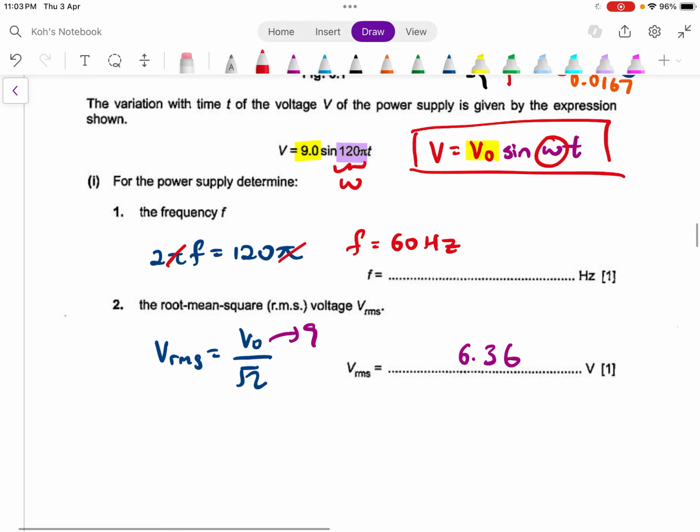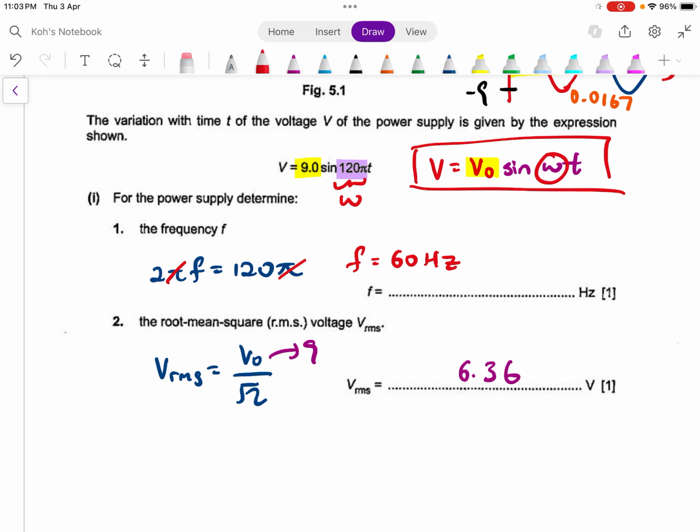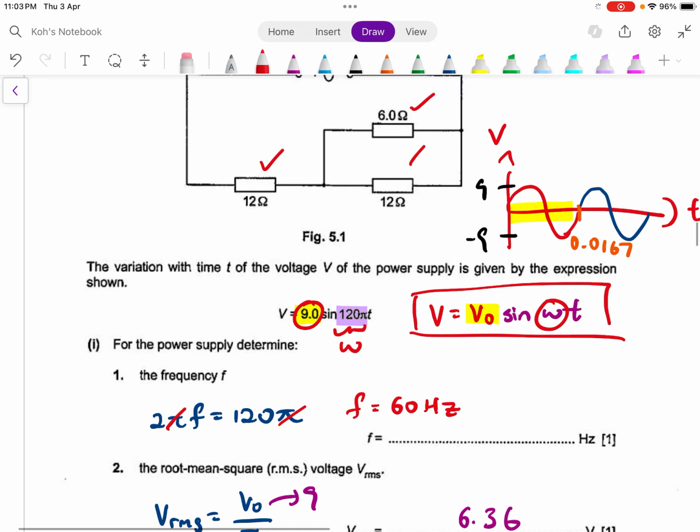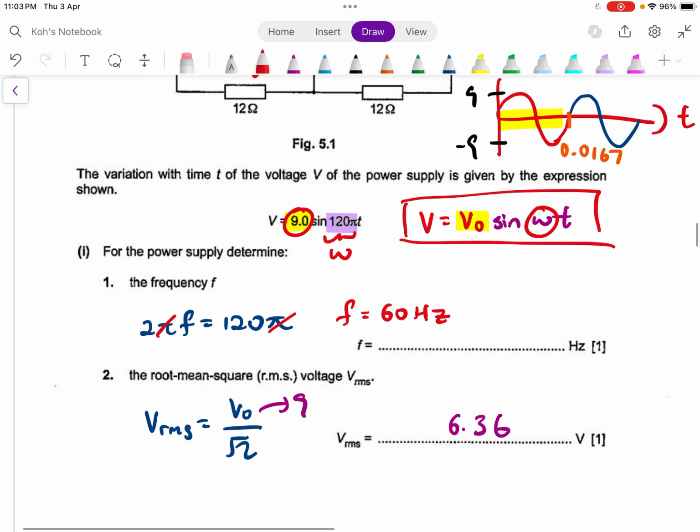Okay, what about the second part? Second part is also simple. The root mean square of your voltage. So it's your V RMS equal to V naught over square root 2. So you just use 9, where 9 is the peak voltage right here, divided by square root 2. Because it's a sine wave, that's why you can use V naught over square root 2.